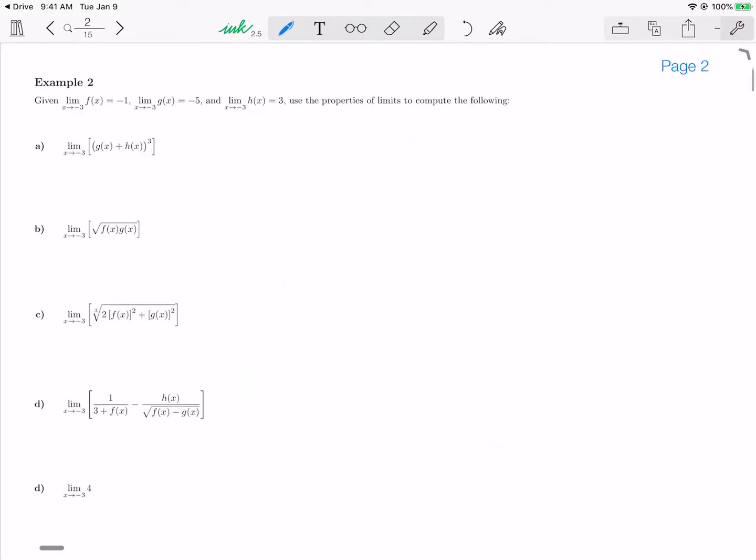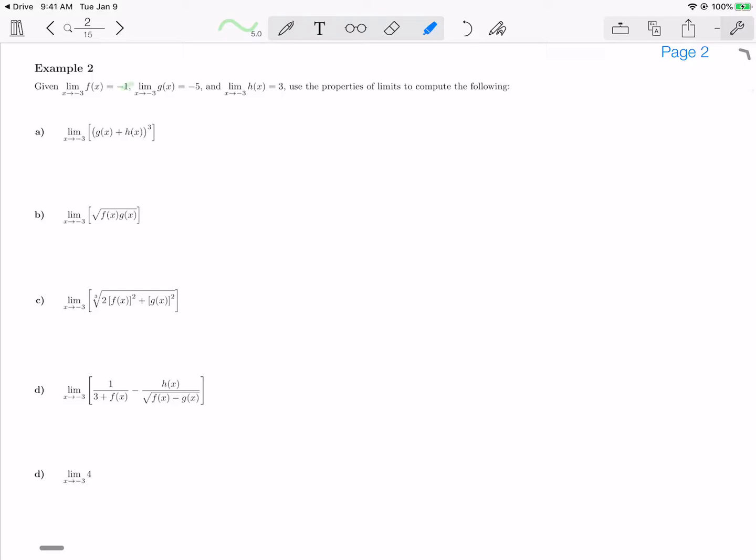So now another example, different values. f is now going to negative 1, g to negative 5, and h to 3. And we're doing the limit as x goes to negative 3 for all of these problems. First one, we've got a sum. So we've got to do g, negative 5, plus h, 3, and then cube that result. So that would be negative 2 to the third, which is negative 8.